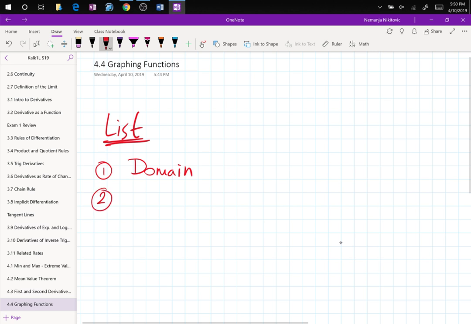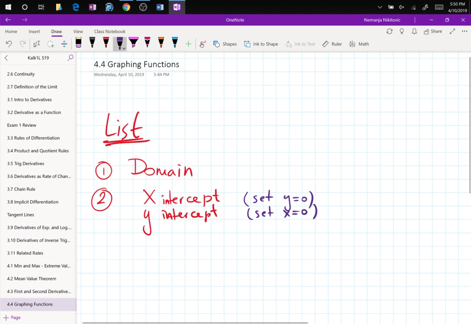Now, number two, let's go with the algebra calculations for X and Y-intercept. So X-intercept and Y-intercept. I'm going to put in purple over here, set Y to 0 and set X to 0. So these are standard Algebra 1 calculations which you did on linear functions and quadratics. Now you're going to do it on everything else.